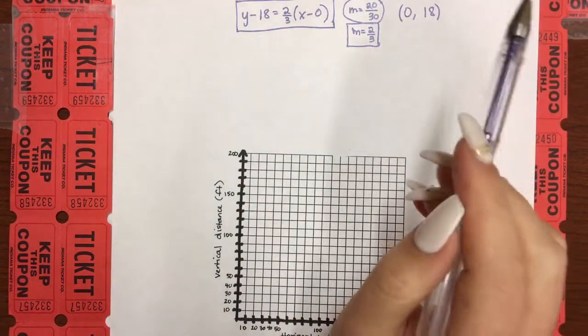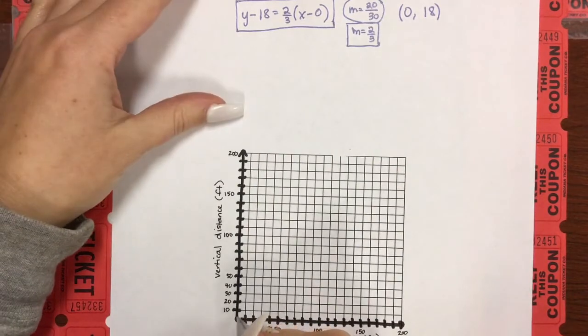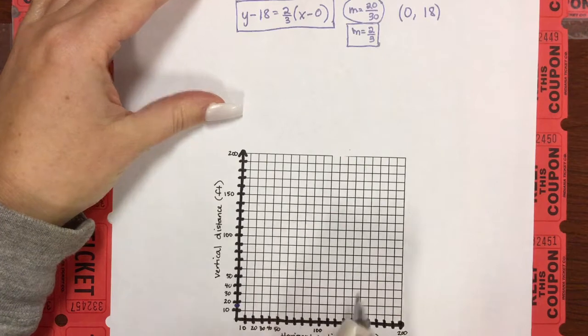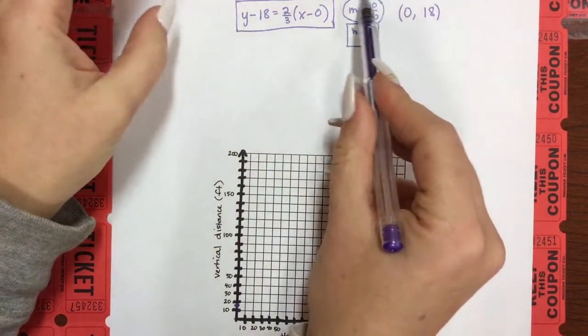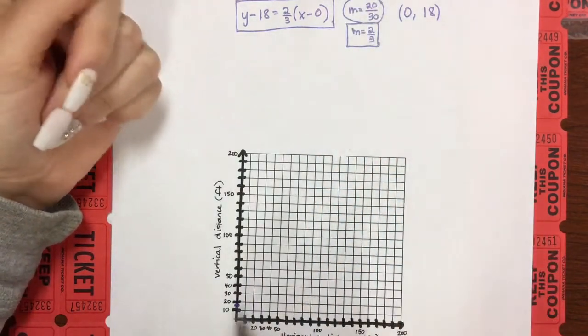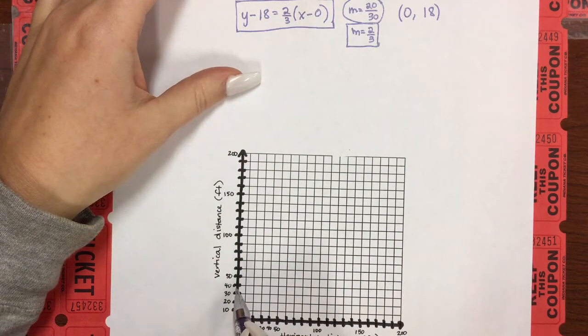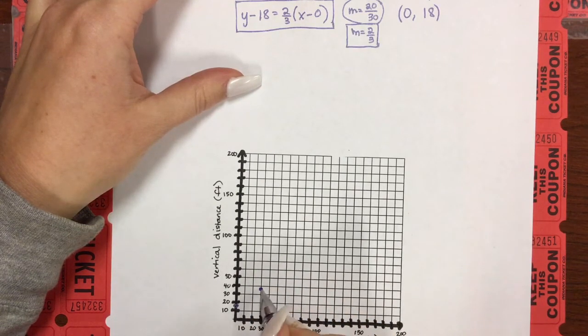We always graph the point first, which is 0, 18, which would approximately be here. Now from this, I have my scale in 10, so 10, 20, 30, 40, 50, and so on. So I'm actually going to use this format of 20 over 30 because it's going to be way easier. So I'm going to go up 10, up 20, and then over 30, 10, 20, 30. So that point's going to be about there.